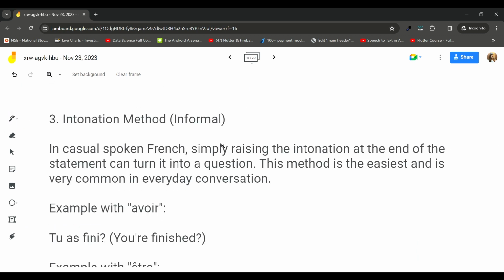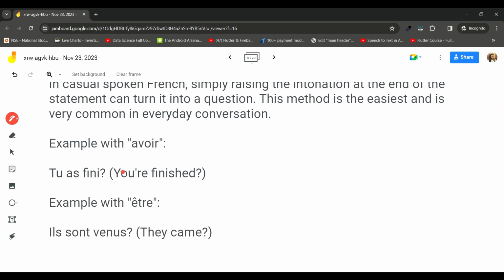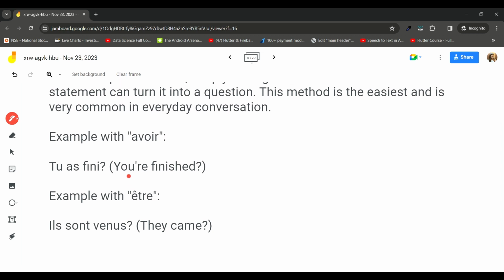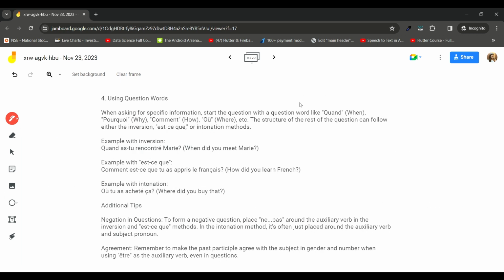Finally, you have intonation. Most easy, like the easiest way of making any question. It's just how you sound. For example, simple sentence. Tu as fini. You finished. Tu as fini? Are you finished? Ils sont venus. They came. Ils sont venus? They came? It's like that. Your intonation is through your voice.